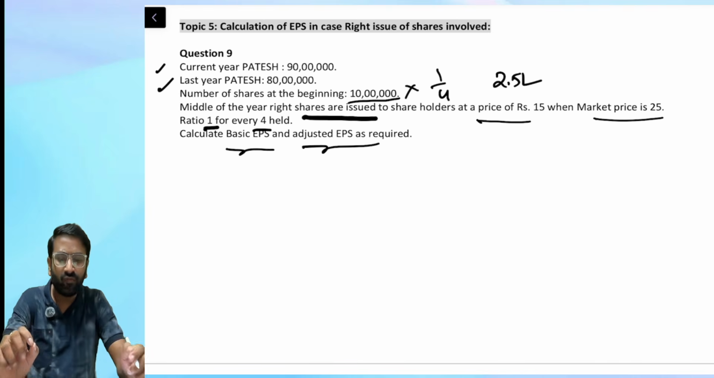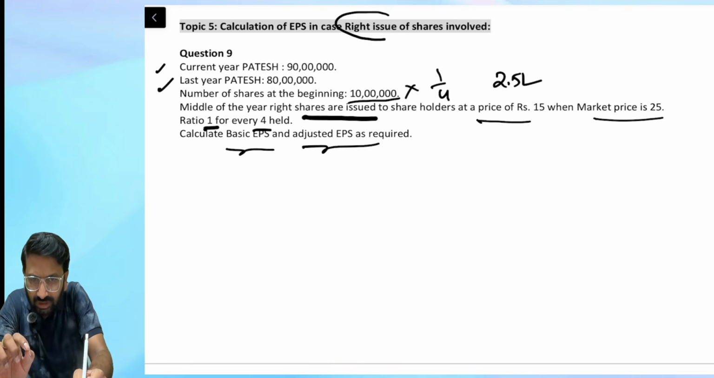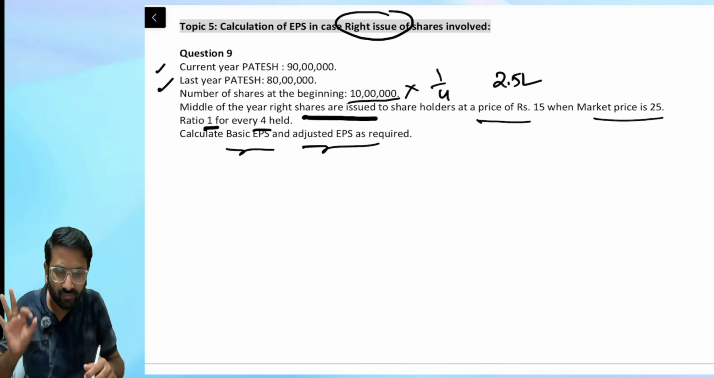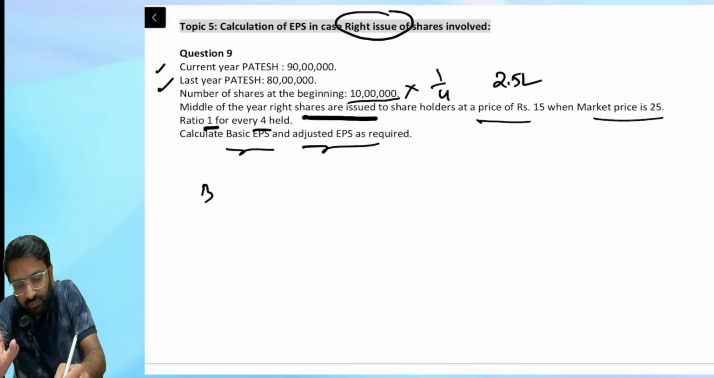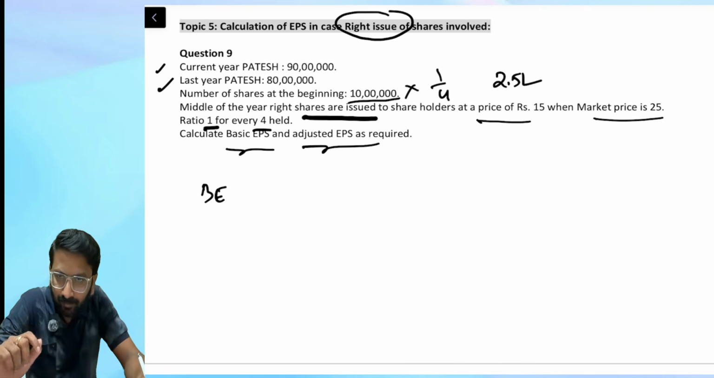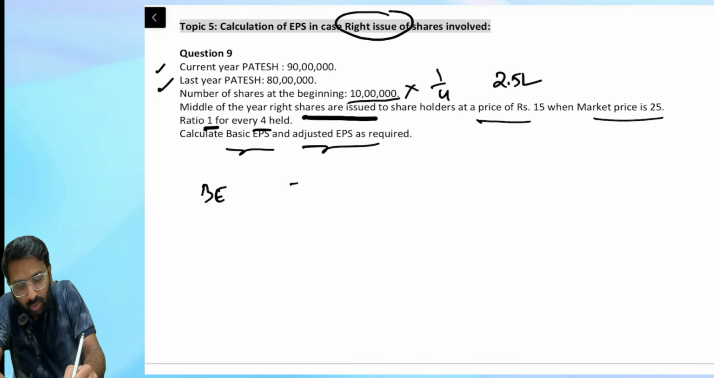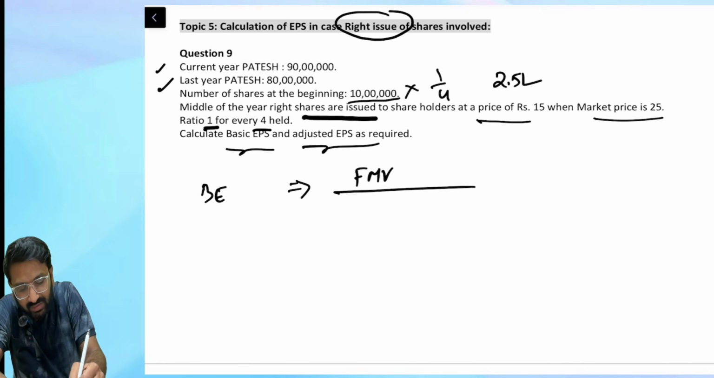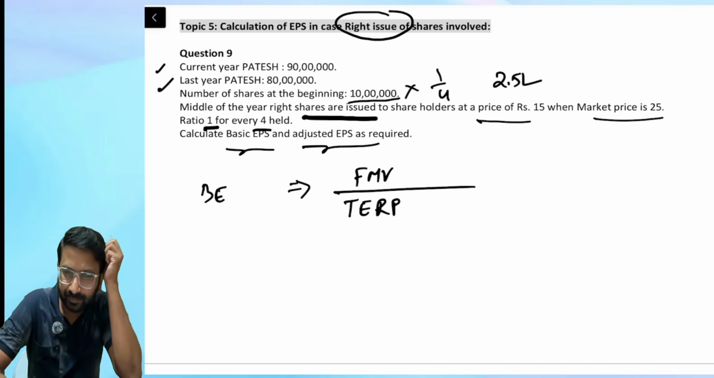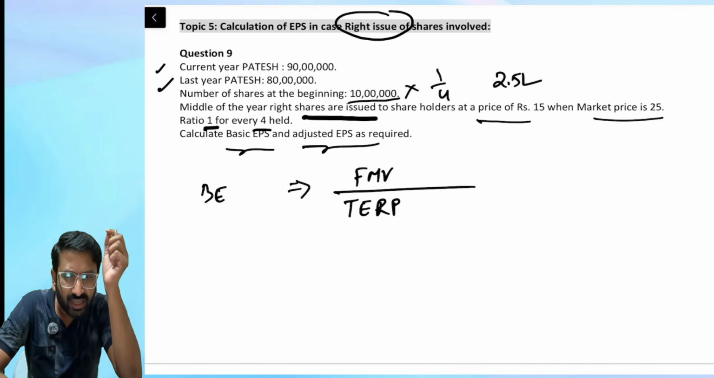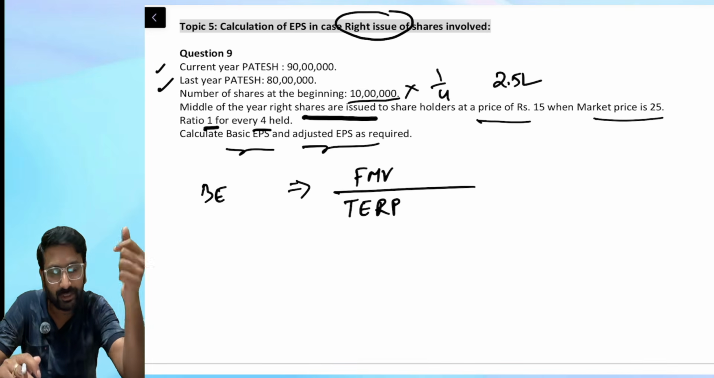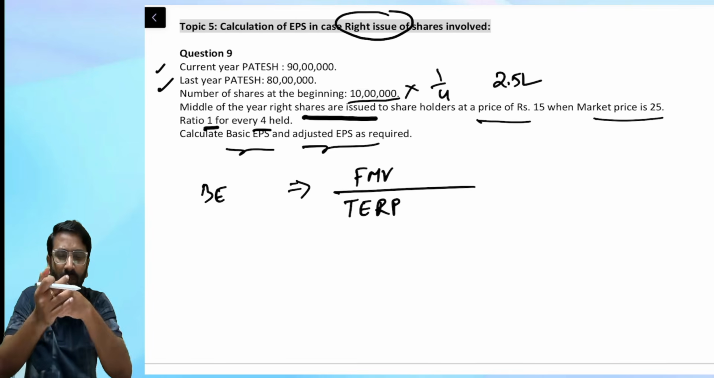Now, whenever there is a right issue in the question, there are four working notes you'll be doing. First thing, let us try to find out the bonus element involved. So how do I get the bonus element? Bonus element equals fair market value of the share divided by theoretical ex-right price. And the theoretical ex-right price is the price of a share which is theoretically going to be after the right issue.